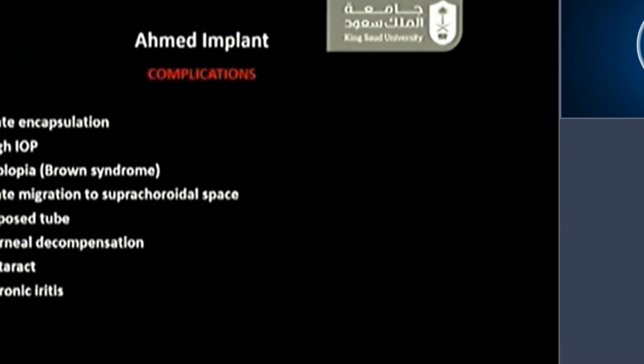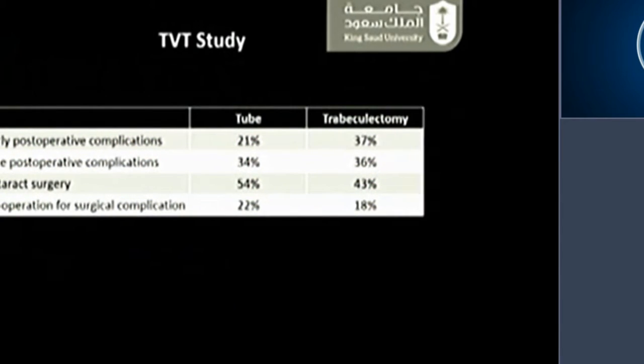You might have late postoperative complications, which include plate encapsulation, high IOP, diplopia, which is the Brown syndrome, plate migration to suprachoroidal space, exposed tube, corneal decompensation because of the tube touching the corneal endothelium, so it should be parallel to the iris, laying over the iris and away from the cornea. You might have cataract if the tube is too long and touching the lens, and you might have chronic iritis if the tube is touching the iris.